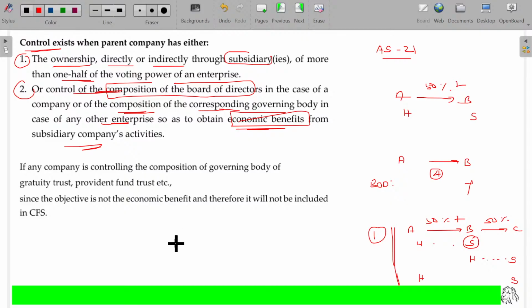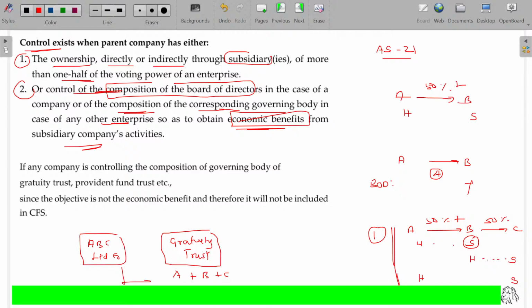See, gratuity trust is there. The board of directors of the gratuity trust being A, B, and C. Three persons are there in the board of directors of the gratuity trust. Clear? Now, A, B, and C. Now, ABC and Co. or ABC Limited Company has the power to appoint these two persons. C is appointed by some other companies or voluntarily, whatever it may be.